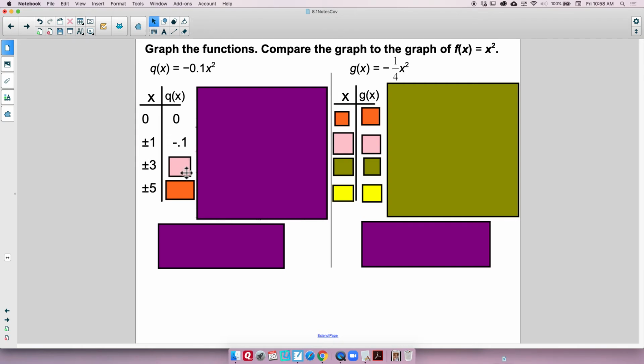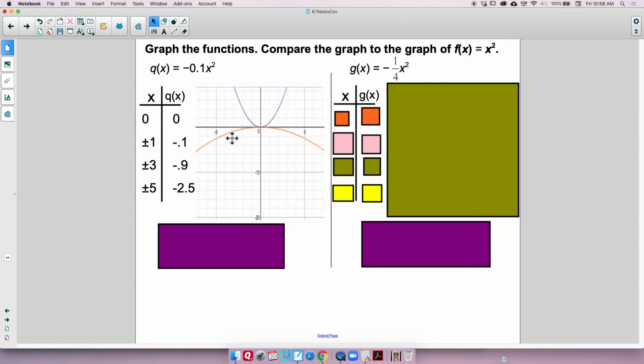This is -0.1, so wow, it's really flat, isn't it? So you can see why I wanted to get something that was kind of going up a little more, or I should say down. But okay, so this is ours.